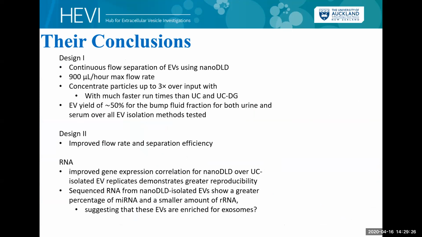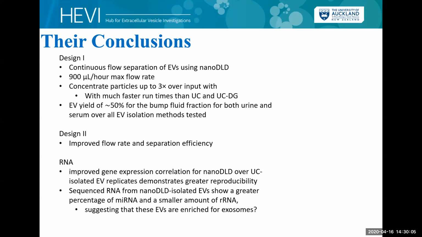So in conclusion, with the first design that they came up with, they showed that they could continuously separate EVs at a flow rate that's applicable to what we do on a day-to-day basis. About 900 microliters per hour was the max that they got to, so about 1 mil per hour. So about an hour probably for any given sample at the most. They could concentrate particles up to 3 times more than what they input, and it's faster run times than ultracentrifugation and ultracentrifugation with density gradient.